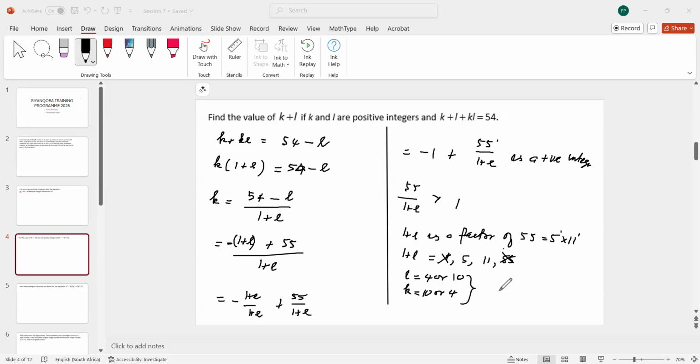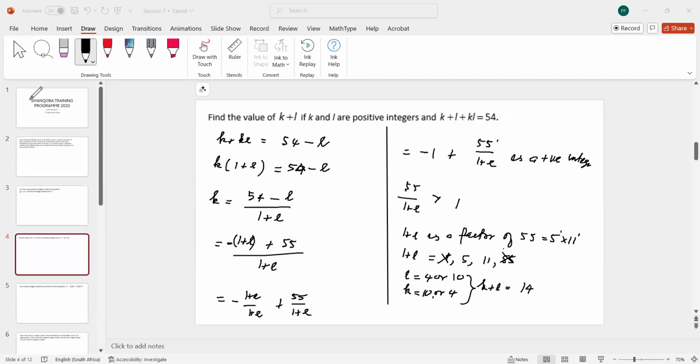The problem is to find K plus L. So K plus L in the first case is 4 plus 10, which is 14. And in the other case it is 10 plus 4, which is still 14. So it means that K plus L has only one value, because if K and L are these two, the sum is 14, and even these two, they're still 14. Although there are two possible values for L, you will get only one possible value for K plus L. So that's the answer to this problem.